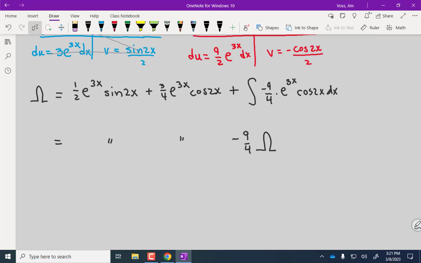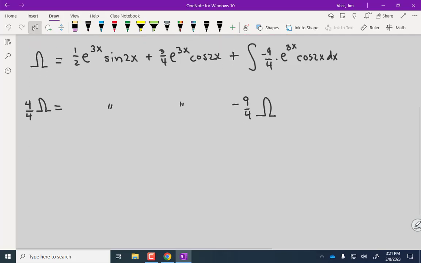And on the left-hand side, this is 1 omega, so we could write it as 4/4 if we want to get a common denominator so we can add them together easily. And when we add, we will get 13/4 omega. And that's going to be these same things.